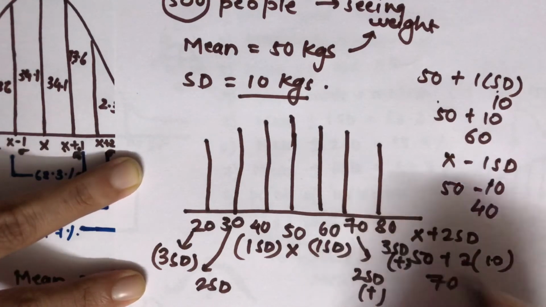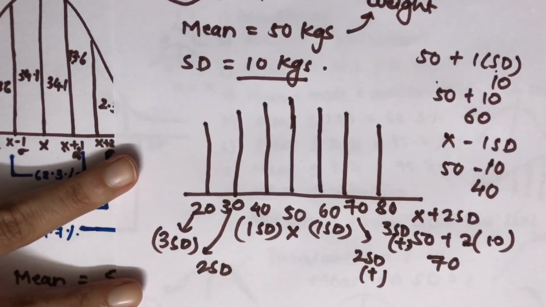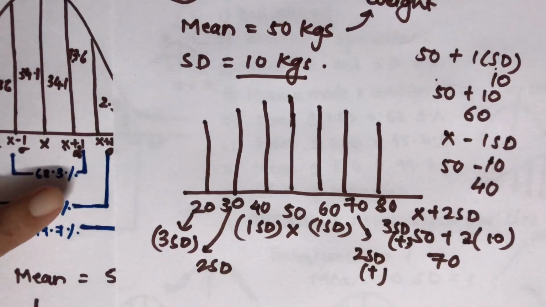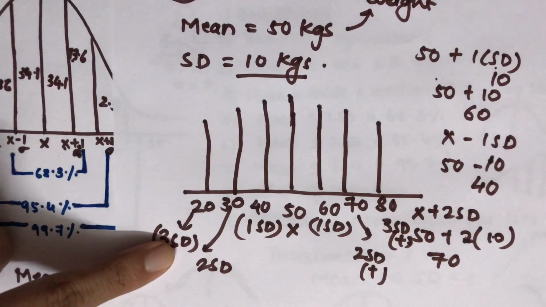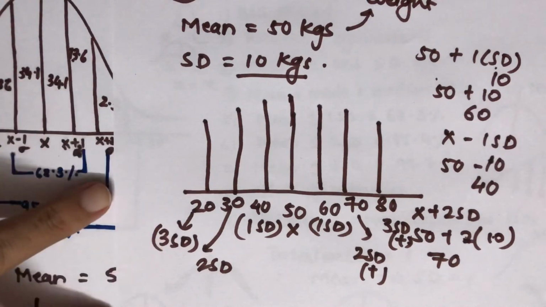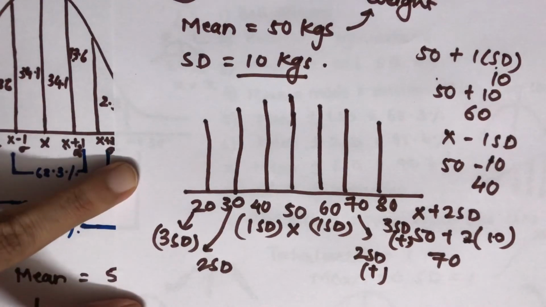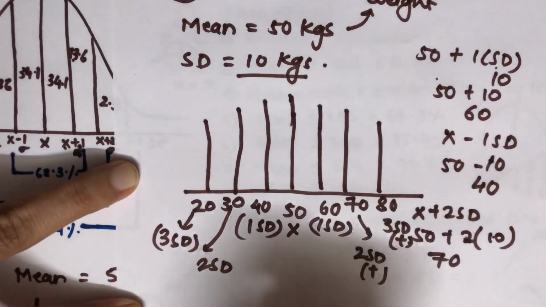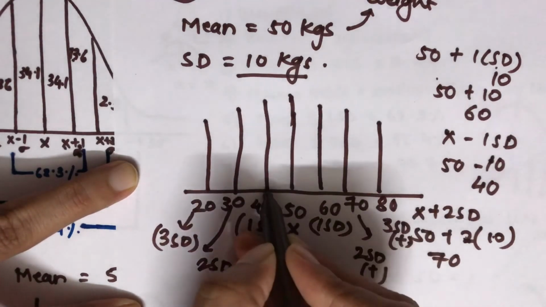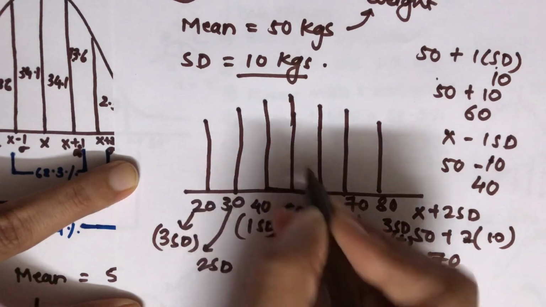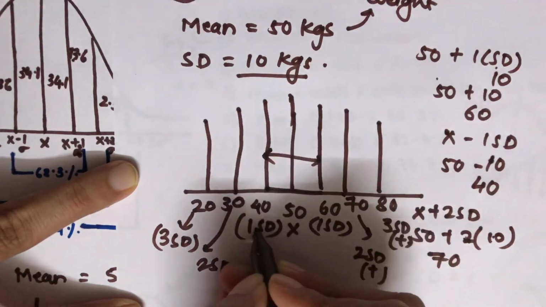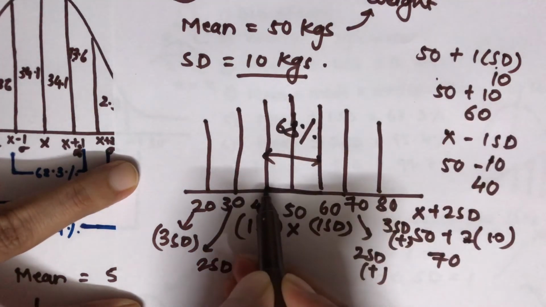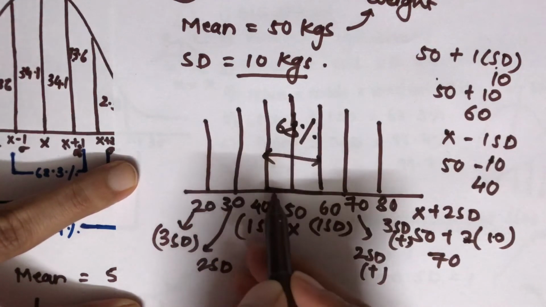According to these values, we have seen the percentage over here, it is 68.3. So that means 68% of the data lies within 1 SD. That means amongst 500 people, 68% of the people will have a weight between 40 to 60, within this 1 SD range.